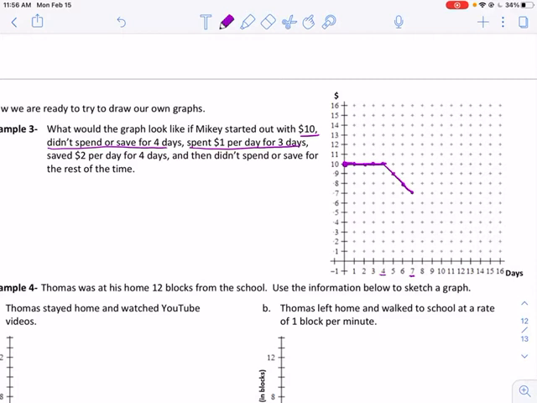Okay, next. Saved $2 per day for 4 days after that. So if he saved money, his money in his bank account is going up, and it's for each of 4 days. So from day 7 and $7, he saved $2 more. Then he saved $2 more. And for how many days? 4 days? Okay. So days 7 to 11, he saved $2 per day. And look at that. That's our slope of 2 right there.